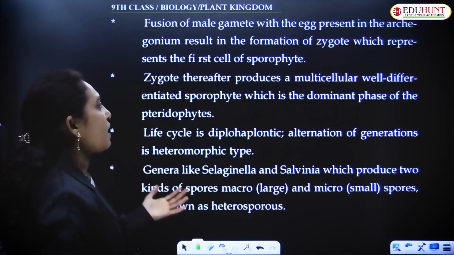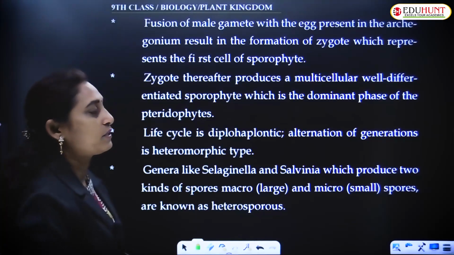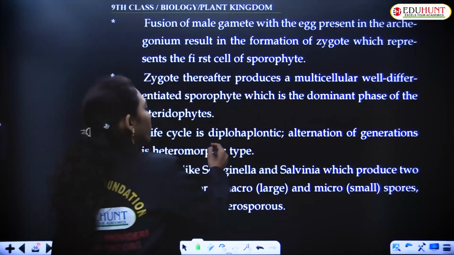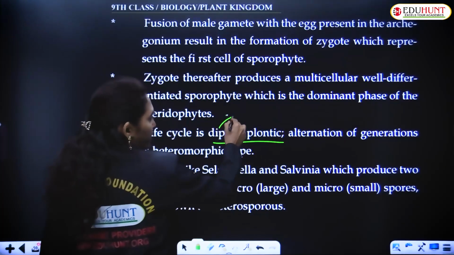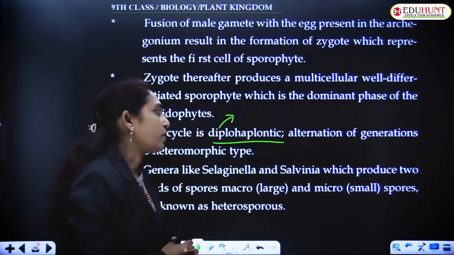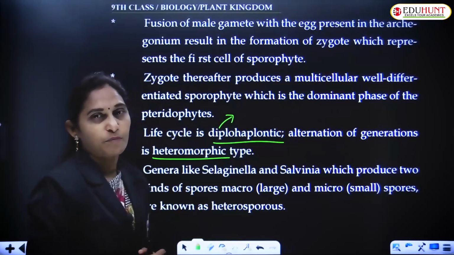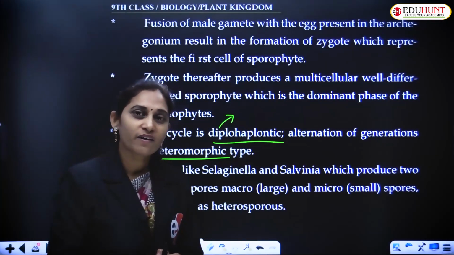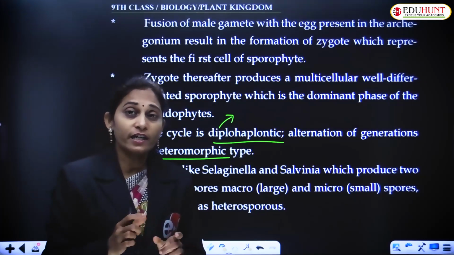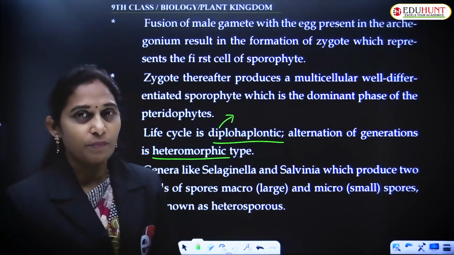Zygote thereafter produces a cellular, well differentiated sporophyte, which is the dominant phase of the life cycle in pteridophytes. Life cycle is diplohaplontic, where the diplontic phase is dominant over the haplontic phase. And the sporophyte is dominant over the gametophyte, and alternation of generations also occurs, which is heteromorphic in type. What is heteromorphic and what is homomorphic? Heteromorphic means there is a morphological difference between the gametophyte and sporophyte. Just by looking, we can say this is the gametophyte and that is the sporophyte.